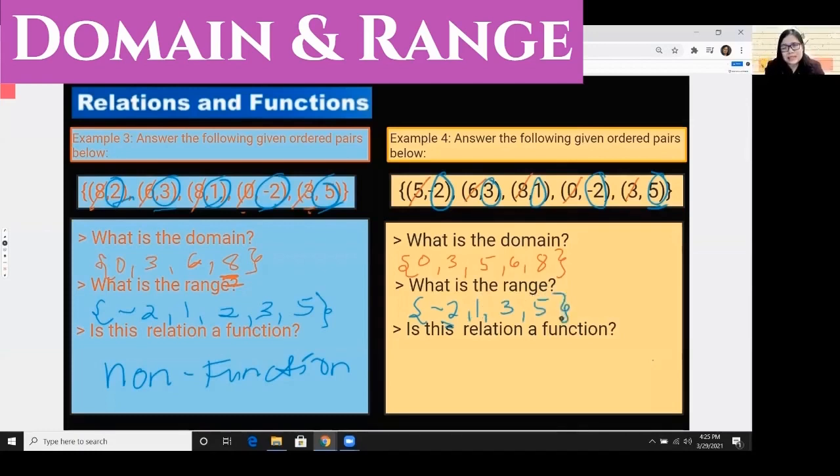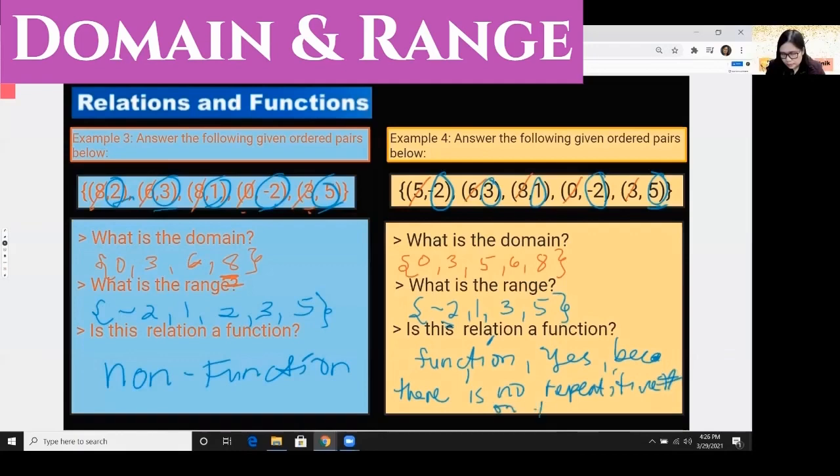So there you go. Is this relation a function, yes or no? Good job. It is a relation. It is a function. So we can say yes, it is a function. And then the reason: because there is no repetitive number on the domain. A while ago, we reasoned that we have a repetitive number, the positive 8 on the domain. That is why it was a non-function.